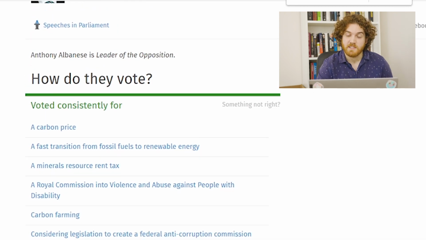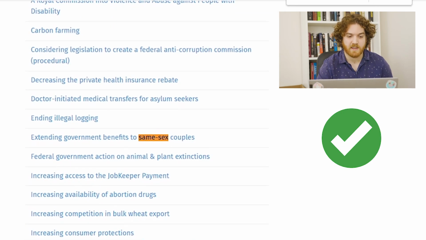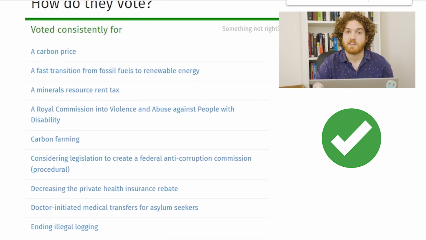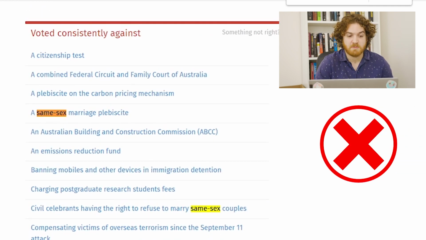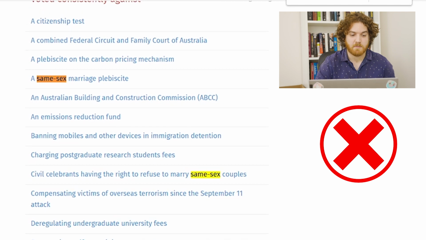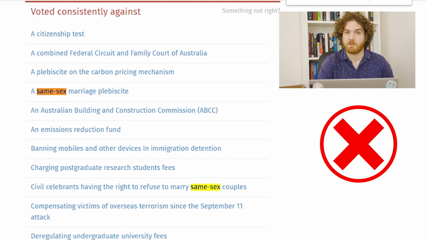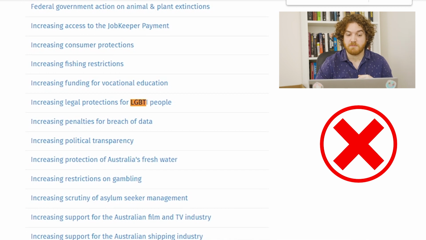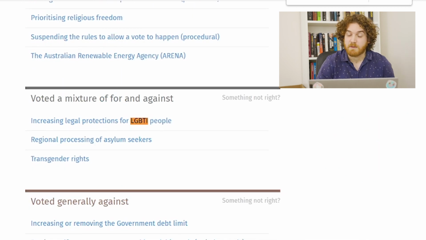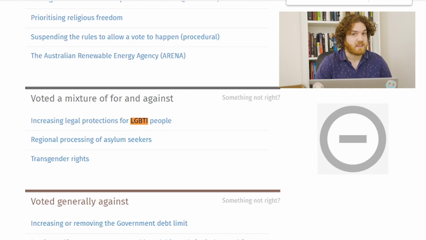Whereas Anthony Albanese has voted consistently for extending government benefits to same-sex couples. He's voted very consistently for same-sex marriage equality. He voted consistently against a same-sex marriage plebiscite. Instead, Labor called for the vote to just happen in Parliament instead of having a public vote on it. And he has also voted against civil celebrants having the right to refuse to marry same-sex couples. Scott Morrison has voted consistently against increasing legal protections for LGBTI people, whereas Anthony Albanese has voted a mixture of for and against increasing legal protections for LGBTI people.